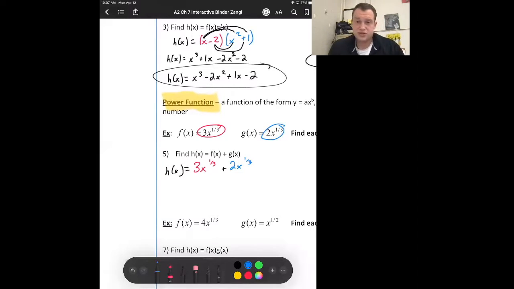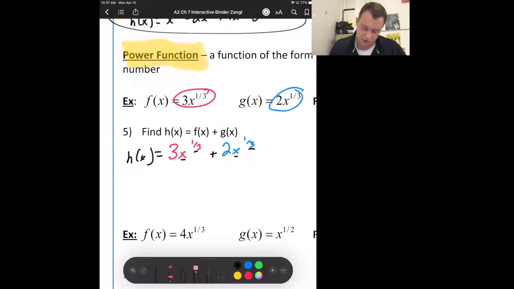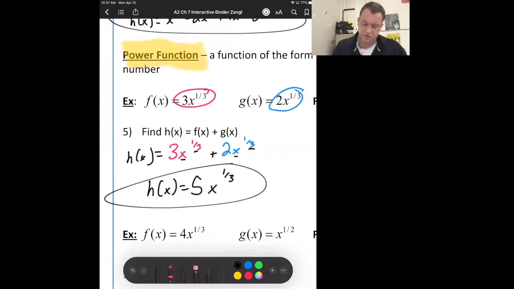Again, I'm going to look at this and say, can I combine this? In this fractional exponent, the base needs to be the same and the exponent needs to be the same. In this case, these both have x's and they're both raised to the 1/3 power, so I can combine these. So h of x is equal to 3 plus 2, which is 5x to the 1/3 power, and this would be our final answer. If we wanted to change this to root form, we could, but right now this is okay.